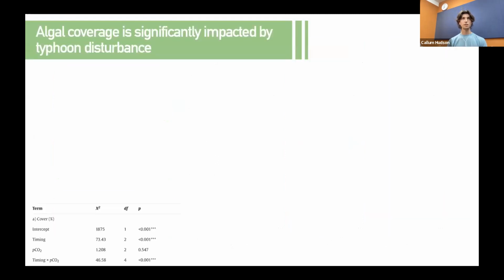We then made these generalized linear mixed effect models using quadrat, month, and year as nested random effects to test the impacts of timing, so whether the communities were before, after, or in this recovery period, as well as CO2 condition on the algal community cover and complexity. And this GLMM found for coverage at least that timing, but not CO2, had a significant effect on algal coverage.